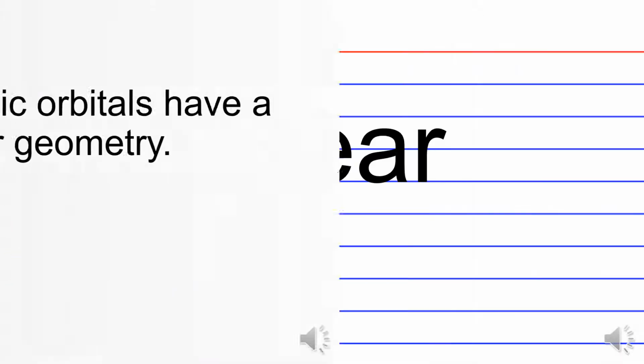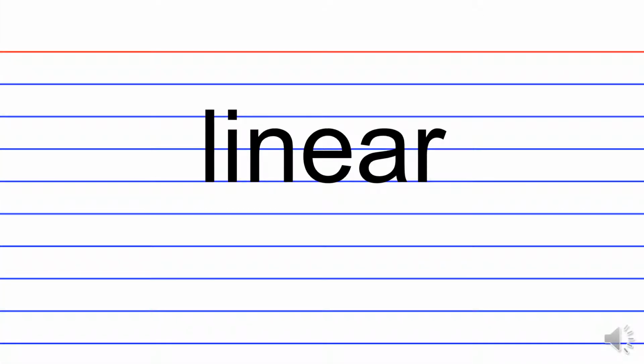sp hybrid atomic orbitals have a blank geometry. So sp could be like a nitrile functional group where carbon is triple bonded to nitrogen, and then the angle from one to another is going to be like 180 degrees. Well, it is approximately 180 degrees. So what's this geometry called? That's a linear geometry.